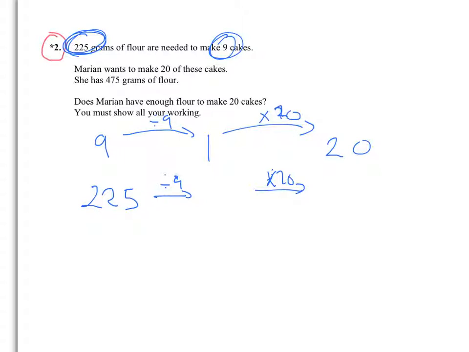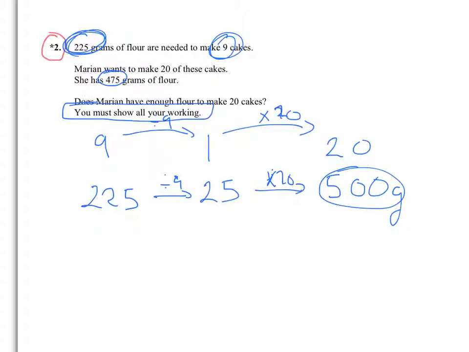225 divided by 9 has given me 25. And then times that by 20, and I've got 500. Now I think about it, we could have done that without a calculator, couldn't we? But never mind. So we've got 500 grams of flour is what we need for 20 cakes, and Marion has 475 grams of flour, so does she have enough? The answer is going to be no, she needs 25 grams extra.